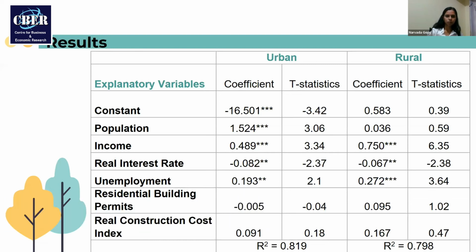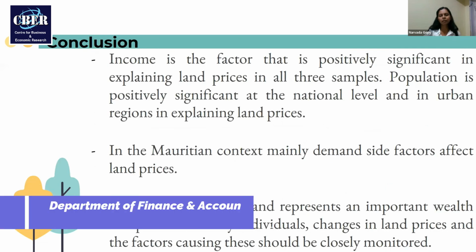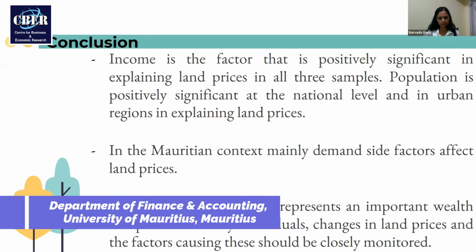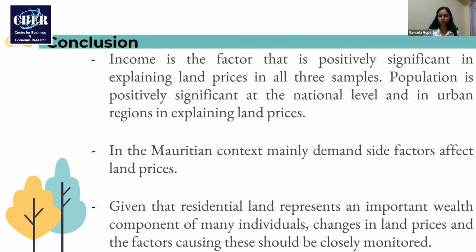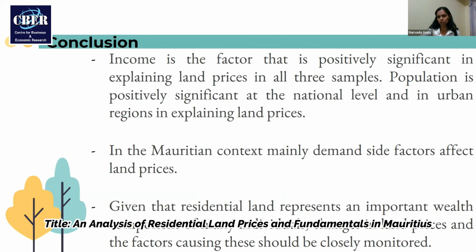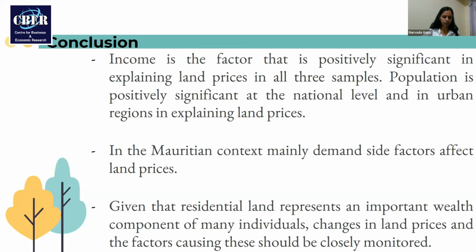So to conclude, we have seen in this particular study that the fundamentals do explain the fluctuations in land prices, and they do explain the fact that land prices tend to change over time. And secondly, we have also seen a very interesting result in the sense that when we have considered the regional differences in land prices, we have seen that in urban regions, one of the main factors influencing land price is the population size.